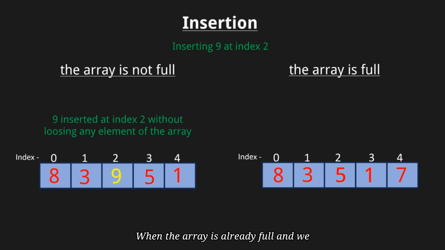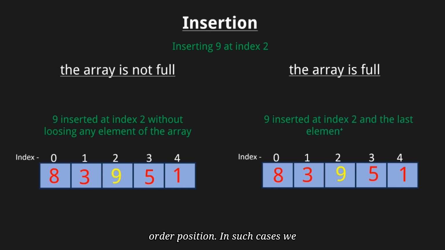When the array is already full and we want to insert, then starting from the second last element in the array, we move everything one position right until the index where we want to insert the element. Then we insert the new element in the desired position. In such cases, we lose the very last element.